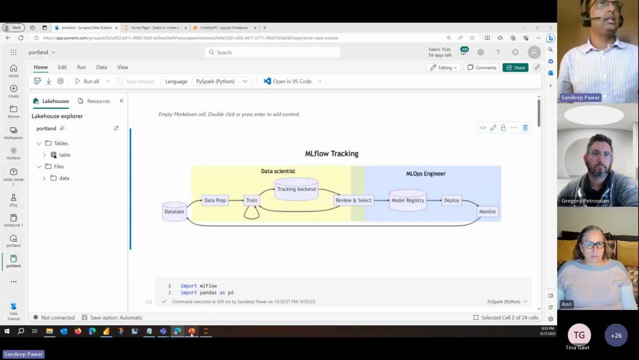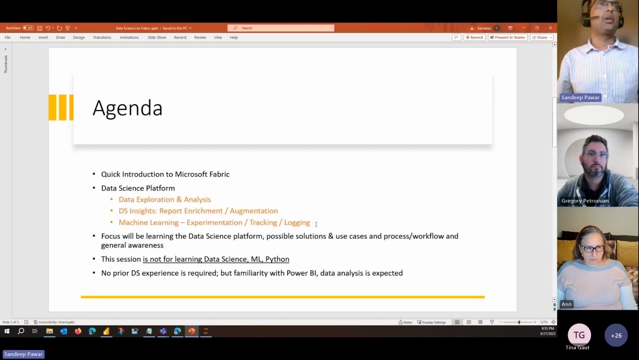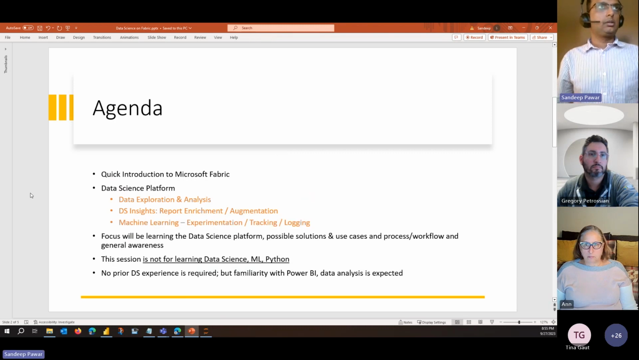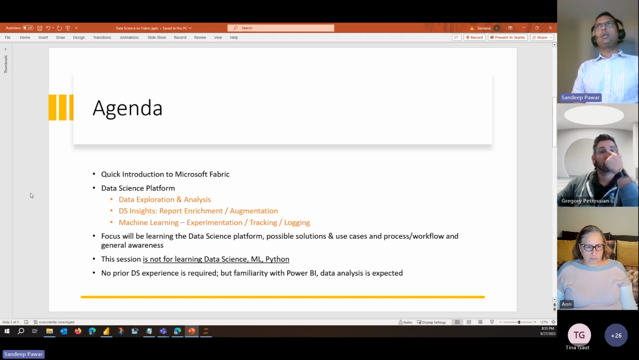So that's the machine learning experiment part of it. Yeah, that's all I had. So to recap, the last piece that I showed here was machine learning. Most people when they think about data science, they think about machine learning.